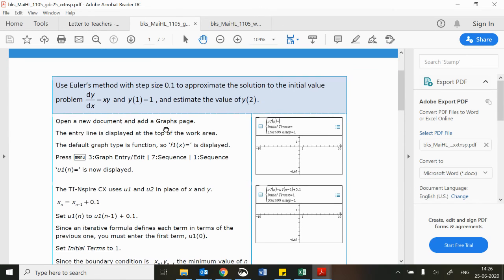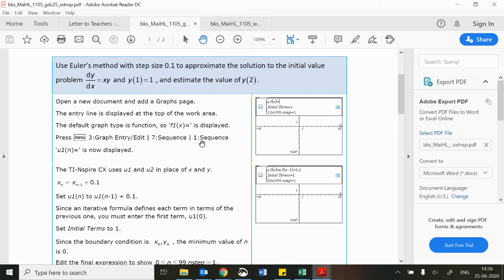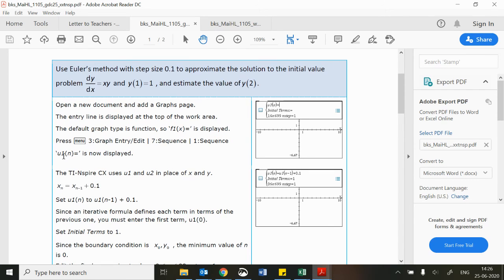So, okay, here we go. We're going to make this iterative formula essentially. Now, they can't put in y, x. It has to be done in terms of u, right? When you come up with these sequences, these iterative sequences, that's what we're about to create.